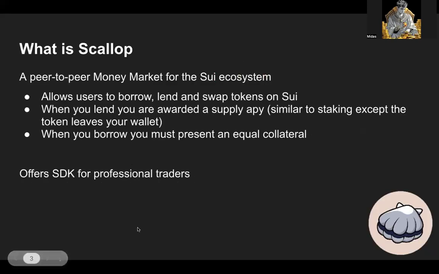So, first of all, what is Scallop? Scallop is a peer-to-peer money market for the Sui ecosystem. It allows users to borrow, lend, and swap tokens on Sui. Pretty much how it works is that when you lend, you earn supply APY, very similar to staking on any other blockchain, except the token leaves your wallet. That's where the big risk comes from.